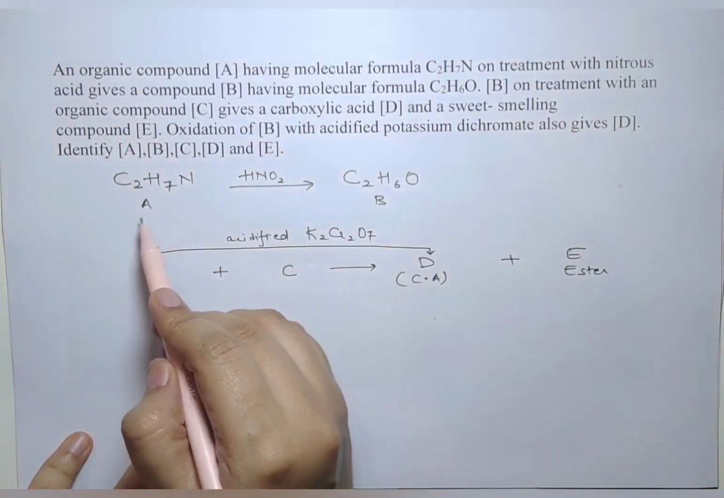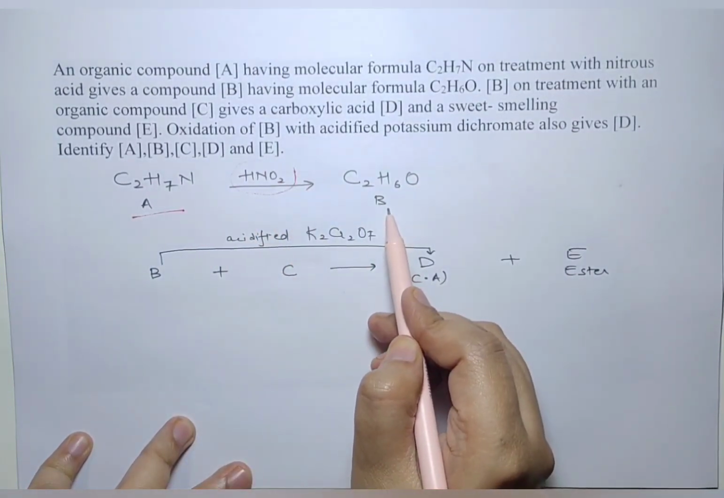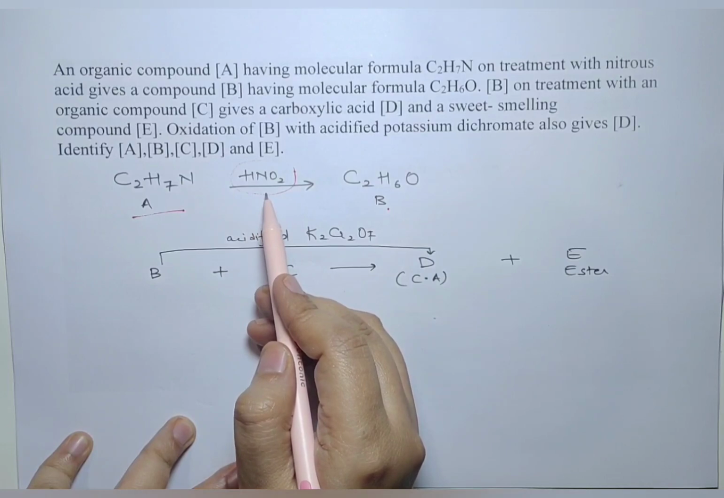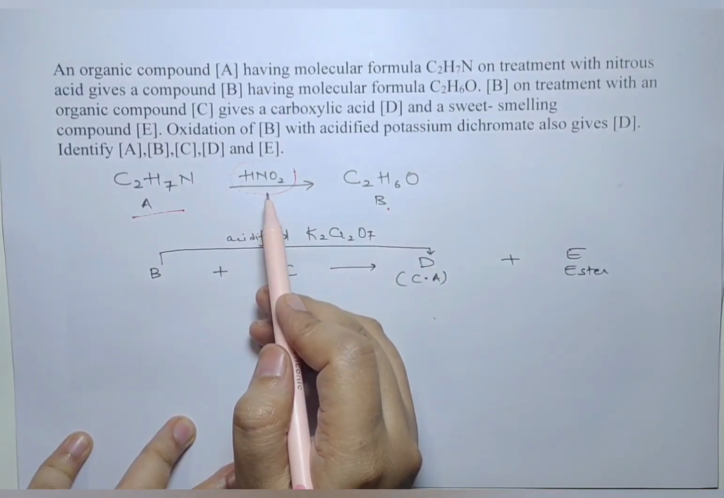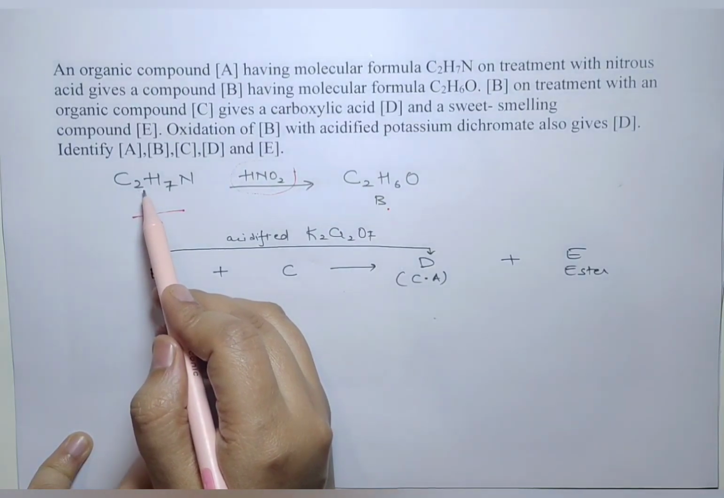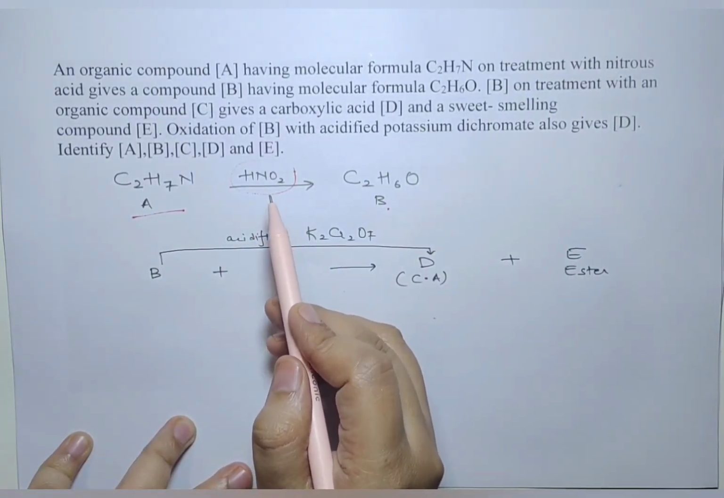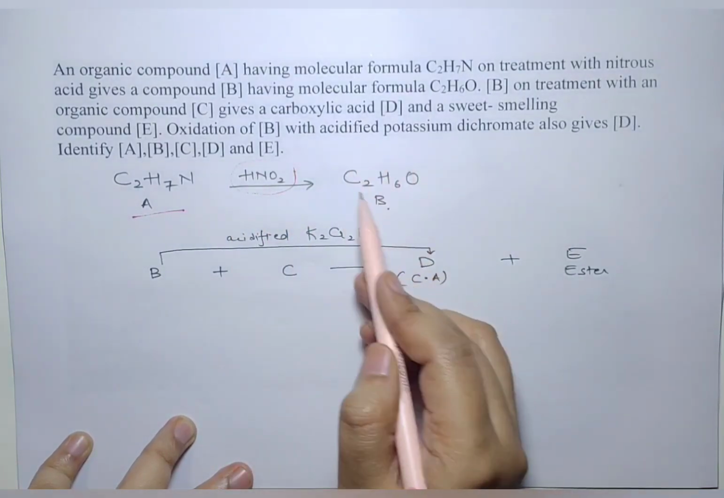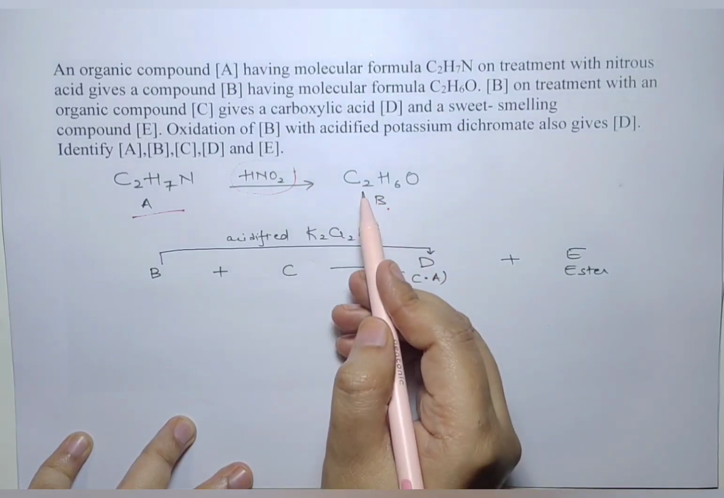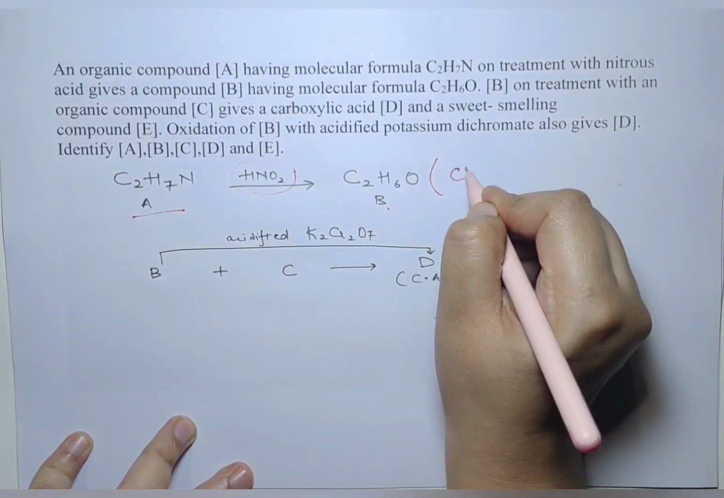An organic compound A upon reaction with nitrous acid gives you B. Now nitrous acid reaction with an amine gives us a diazonium salt, but this is an aliphatic compound, so it's an aliphatic diazonium salt which is not stable. So if it's not stable, it quickly hydrolyzes to give us alcohols. So with only 2 carbon, what are our choice?